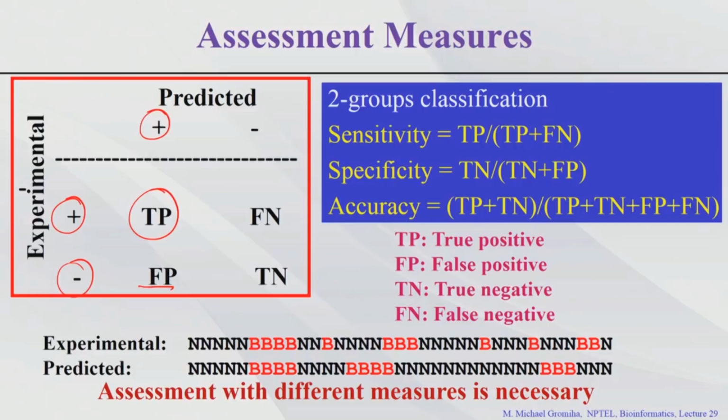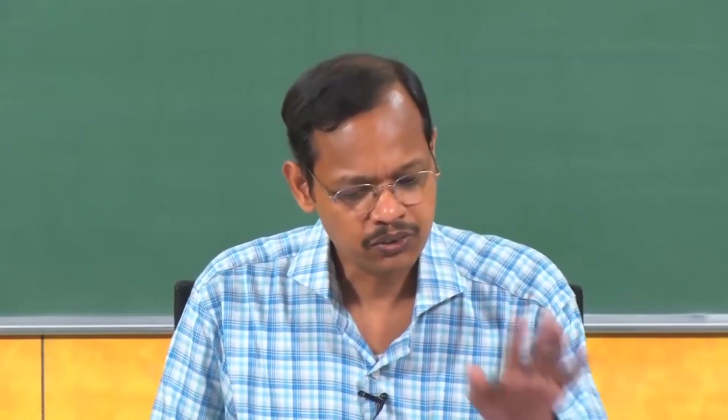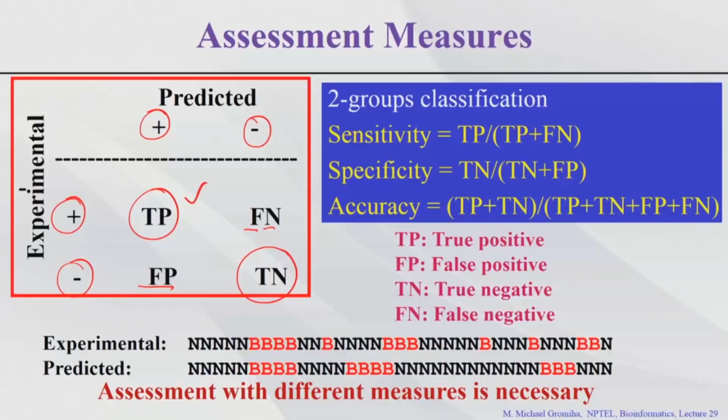If the experimental is positive and the predicted is negative, this is not correct, it is false, and since the prediction is negative, this is a false negative. If the experimental is negative and the predicted is negative, both are correct, so this is a true negative. So we can assess the experimental and predicted values into four groups: true positive, true negative, false positive and false negative. Among the four, which two are correct and which are wrong? These two are correct and these two are false predictions.